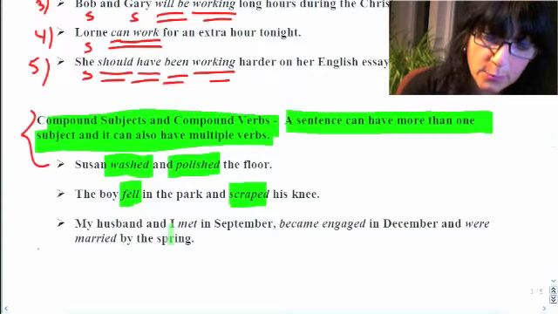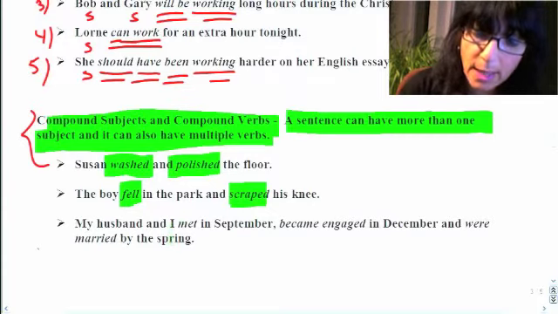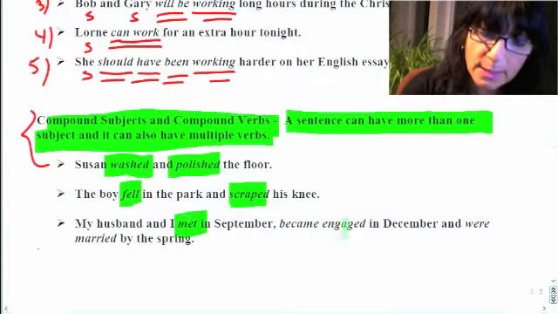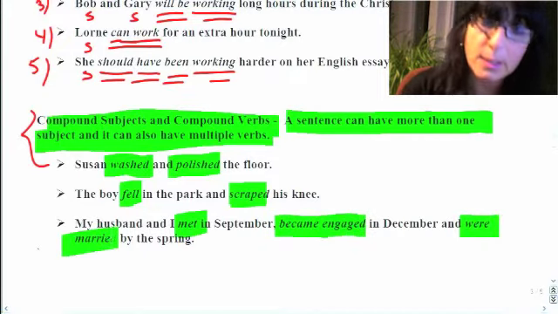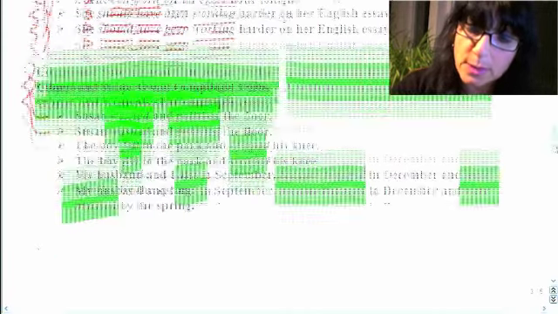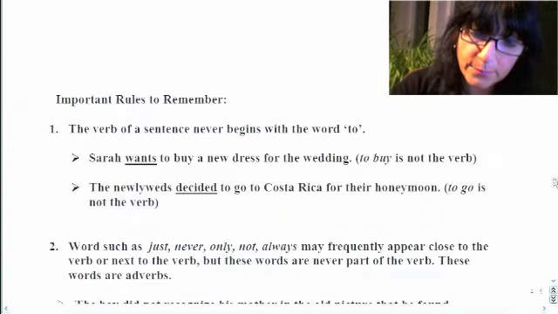You've got 2 subjects here, husband and I, and then 3 verbs. You met is one verb, engaged and became is the helper with the main verb, and were as a helper, married. So we have 3 verbs and 2 subjects in that sentence.